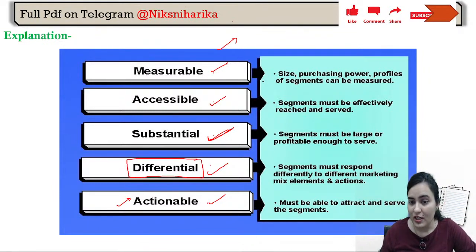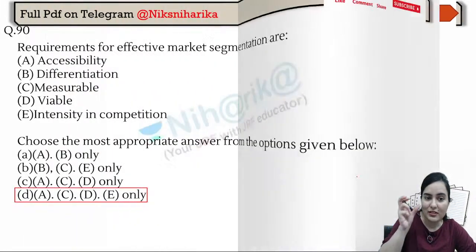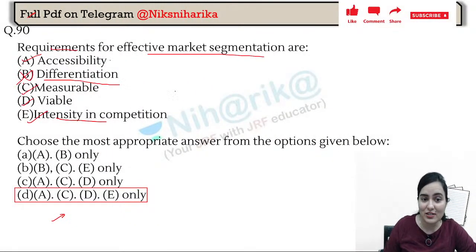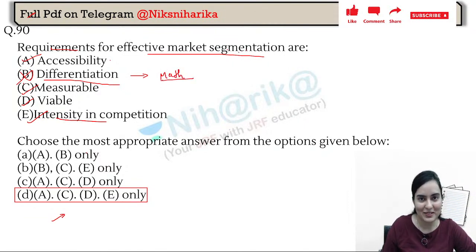But here the word is given differential. Differential means the segments must respond differently to different market mix elements and action. But here the word was given differentiation. If you had maths in class 11th and 12th, then you might know these two terms, integration and differentiation. This is a math term. This is not a market segment term.